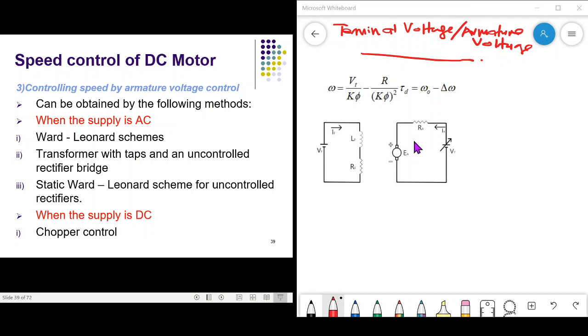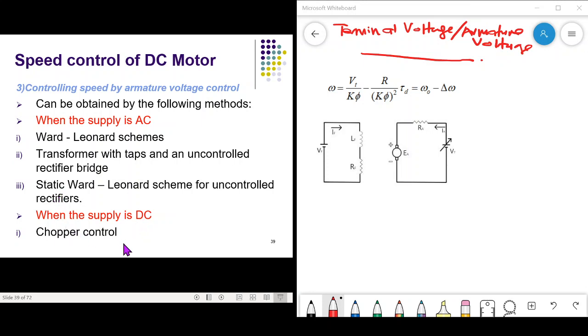This method can be obtained by the following. First, when the supply is AC, we can use Ward-Leonard schemes, or a transformer with steps and an uncontrolled rectifier bridge, or we can use a static Ward-Leonard scheme with a controlled rectifier. For the Ward-Leonard scheme, I have explained before in chapter 1. And when the supply is DC, we can use a chopper.